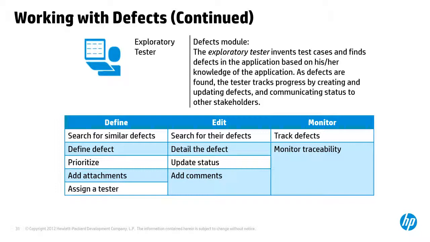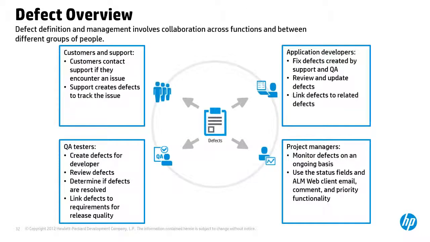During the editing phase, they may search for defects, detail the defects, update the status, add comments, and so forth, and monitor traceability. Again, not a whole lot different. So from a testing perspective and from a development perspective, the defect module in the ALM web UI is not that much different in terms of functionality from a process role-based perspective. You're going to be doing the same things, but you're going to be presented that information in a much more user-friendly fashion. So here's a great slide showing the overview of defect definition and management.